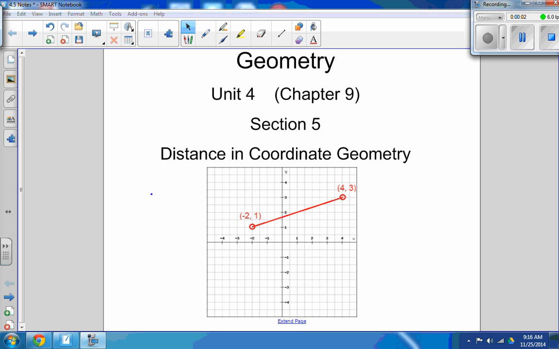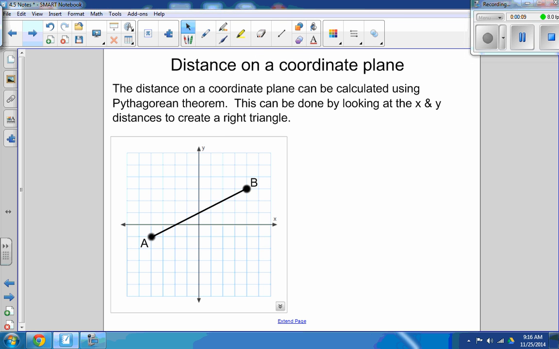Geometry, Unit 4, which is from Chapter 9 of the book, Section 5, Distance in Coordinate Geometry. Distance on a coordinate plane. So the distance on a coordinate plane can be calculated using the Pythagorean theorem. This can be done by looking at the x and y distances to create a right triangle.